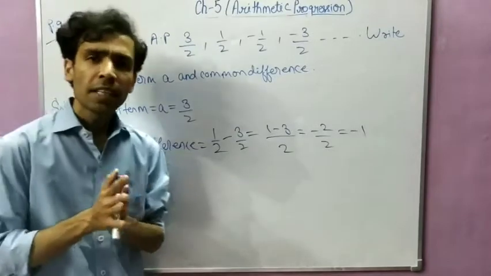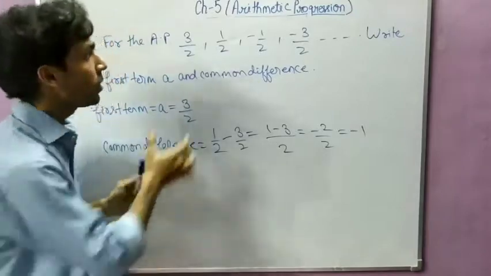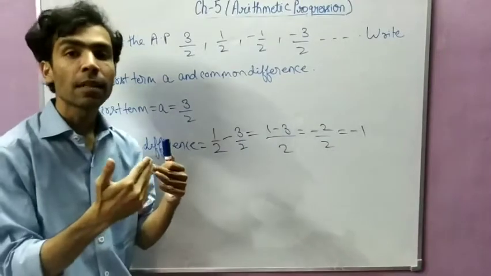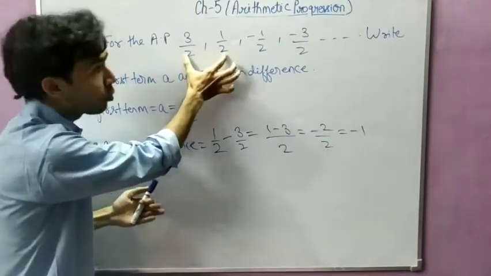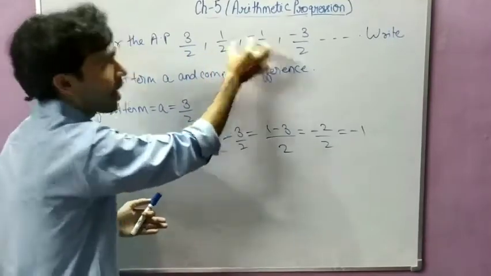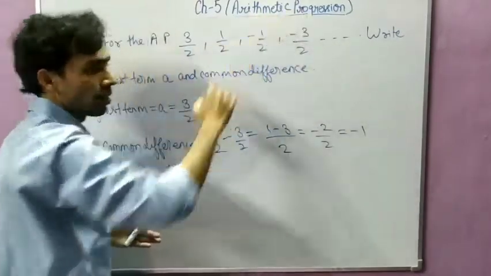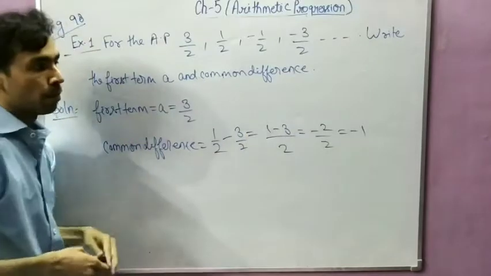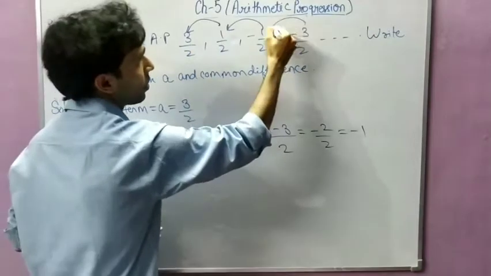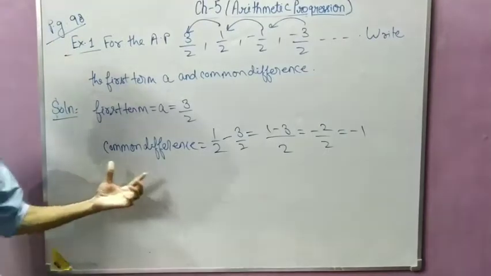See, for calculating the common difference you can take any two consecutive terms, you can take these two also, you can take these two also. But how do you subtract? If you are taking these two, you have to subtract this minus this. That means that term minus the previous term, that term minus the previous term. In this manner we are subtracting. So you can take any two consecutive terms for calculating the common difference.